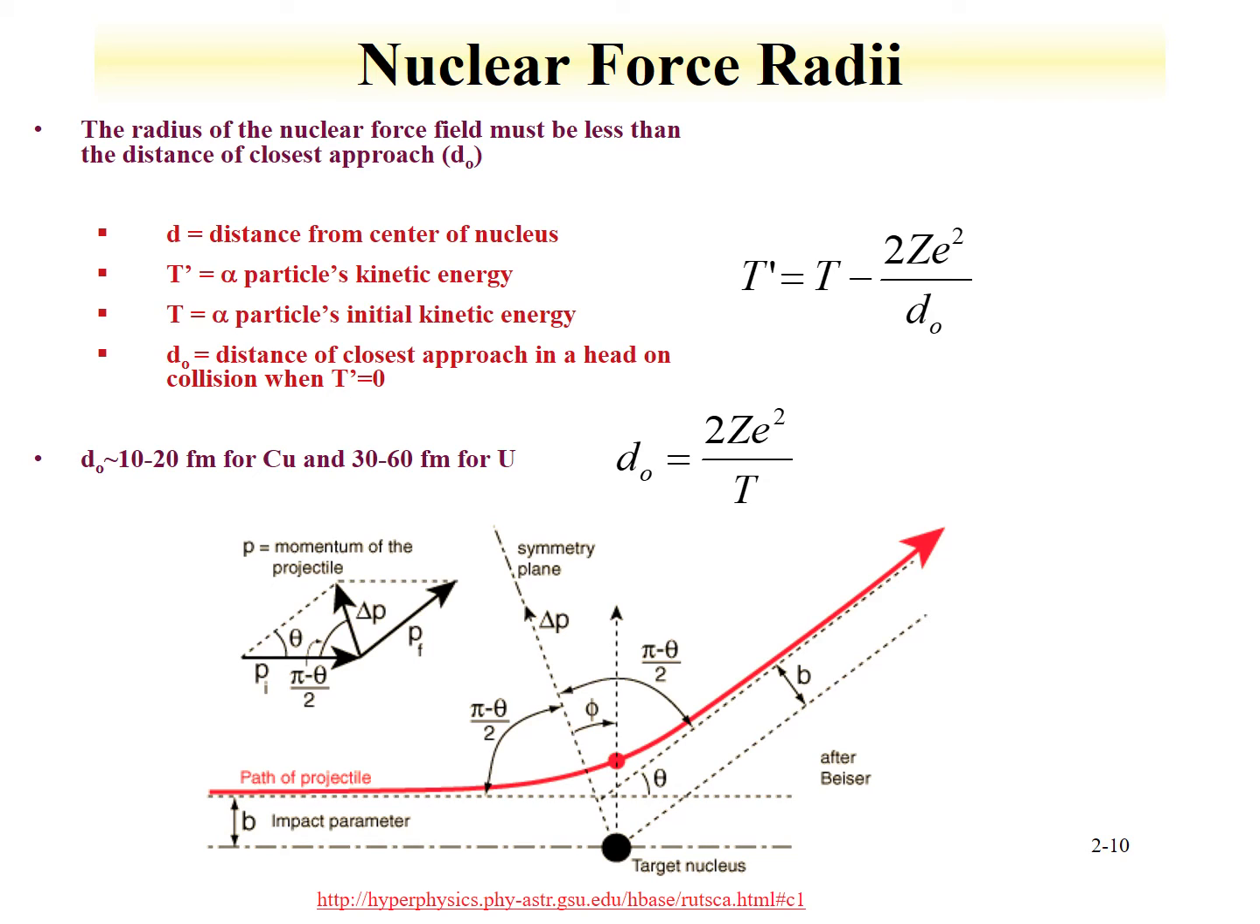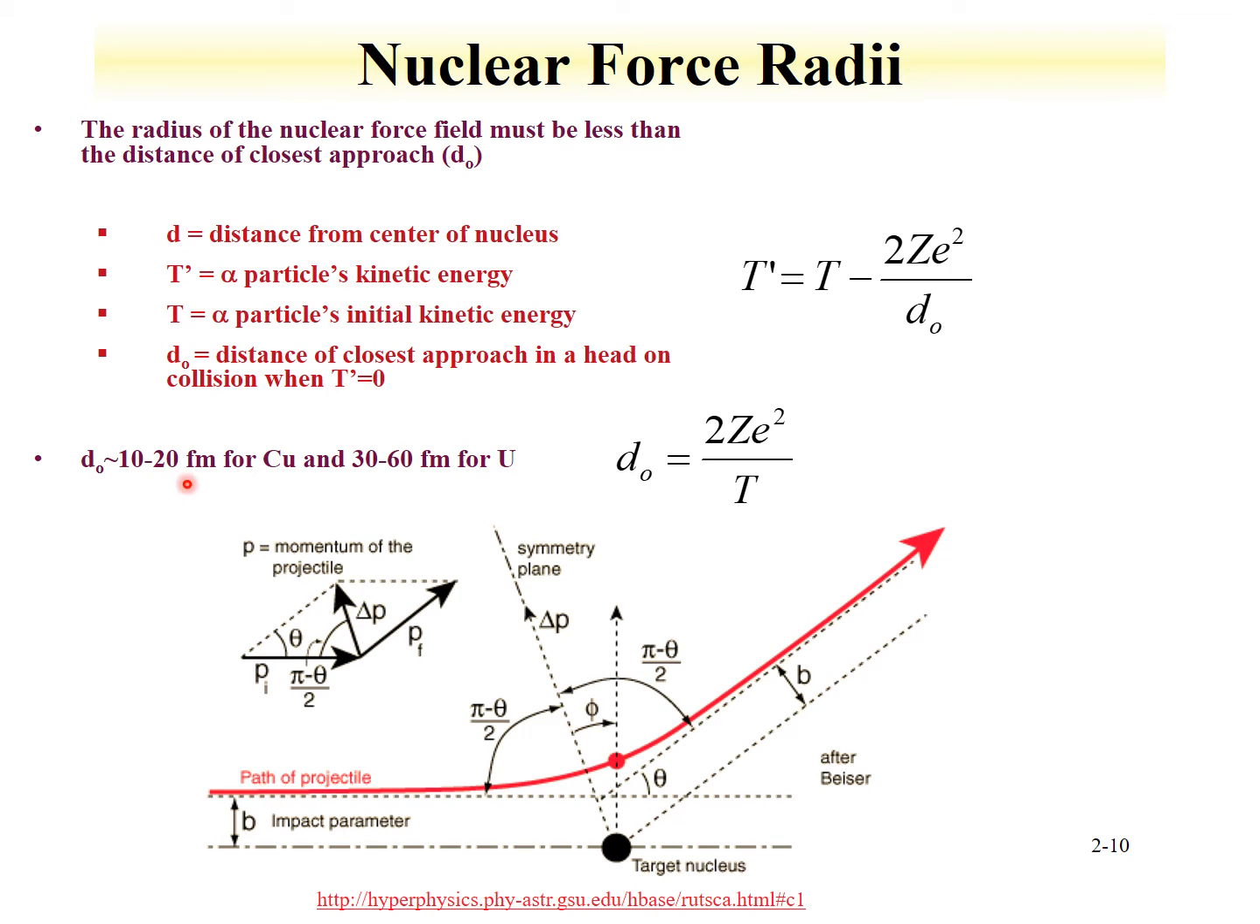Experiments are performed with this, and the gold foil scattering experiment is the classic. With these experiments, one can get the distance of closest approach. With an alpha particle, it's 2z, the charge, electron charge, divided by the kinetic energy. So you get distances of 10 to 20 femtometers for copper and 30 to 60 femtometers for uranium.